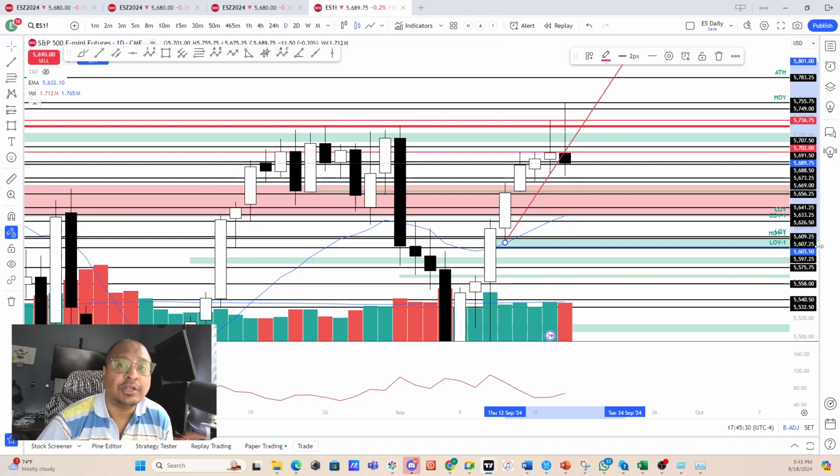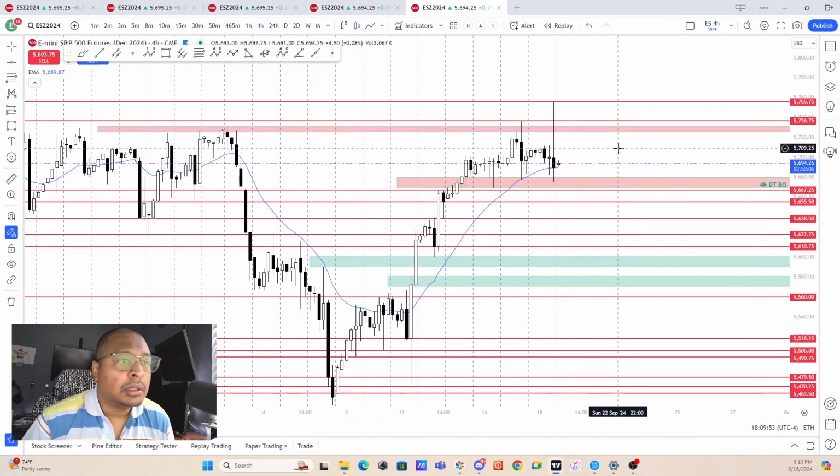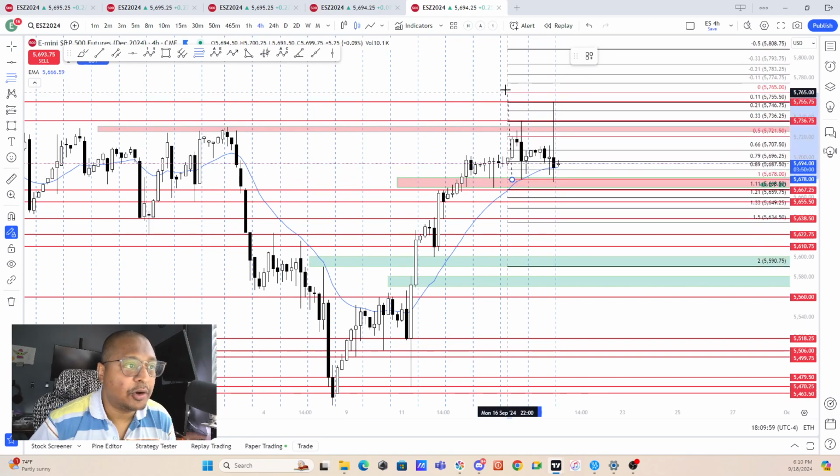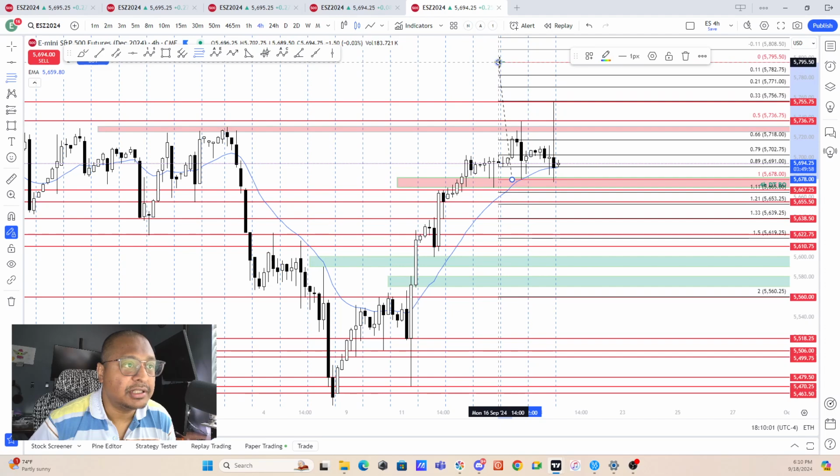Let's now move on to the intraday charts at 4 hours. Looking at the 4-hour chart, on the 4-hour chart also we had a mother bar earlier. If we draw our fib on this particular mother bar, we will see that we went up exactly to the 33% extension of the 4-hour mother bar, and then we dropped down. We came down till the bottom of this 4-hour mother bar, and now we are holding it at the 89%, which is 5691. We are holding above that.